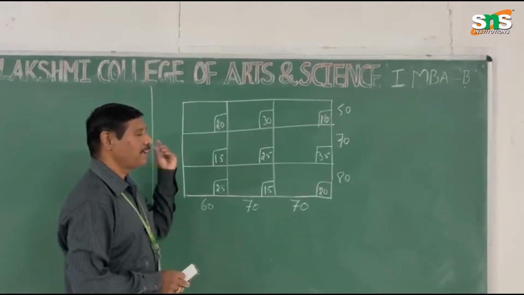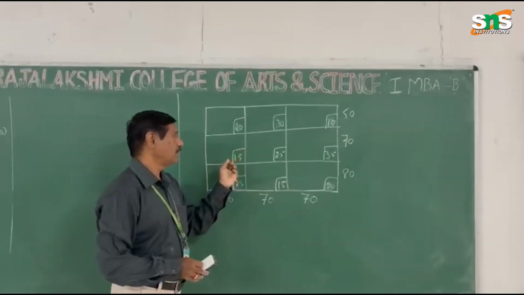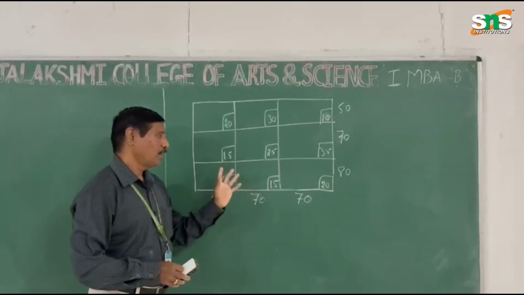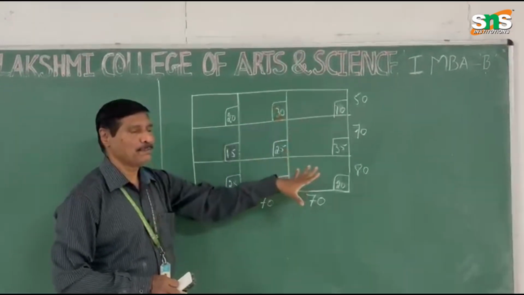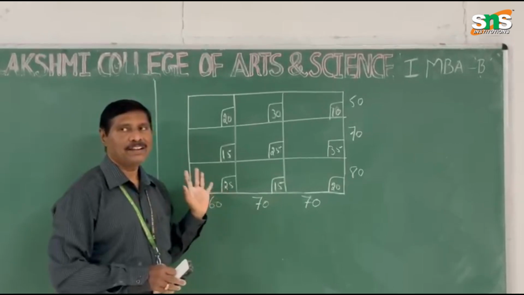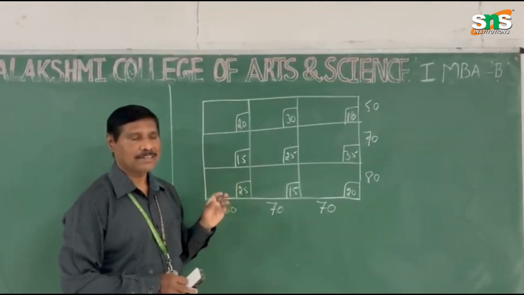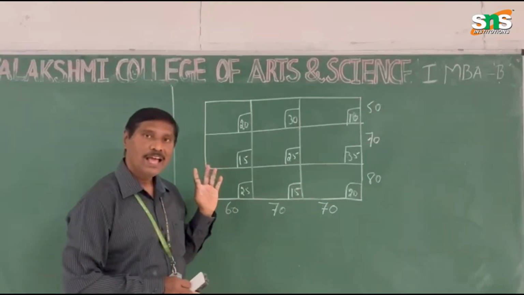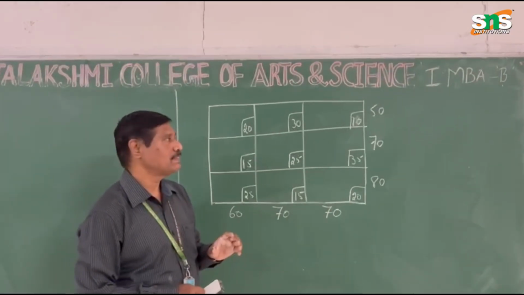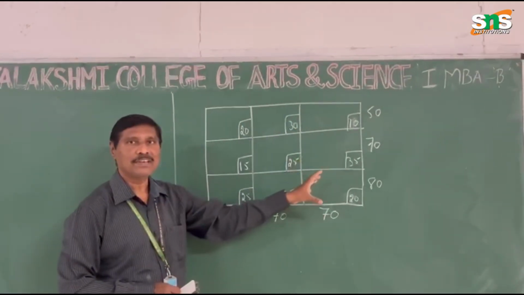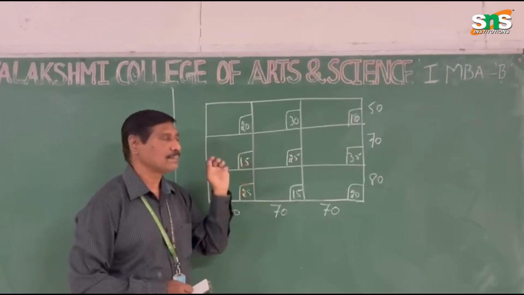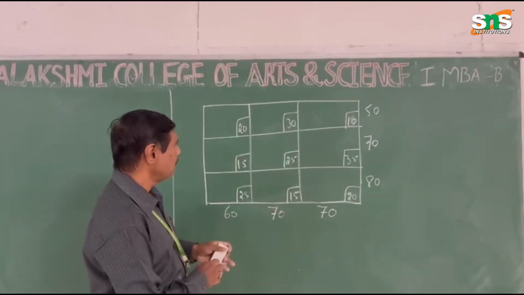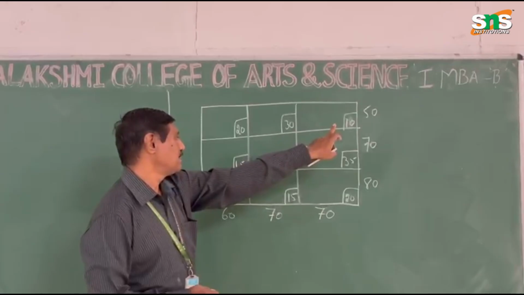So here are the unit costs: 20, 30, 10, 15, 25, 35, 25, 15, 20, and also the supply and the demand. We already checked that the given transportation problem is balanced, and now we find the initial cost using the least cost method. So what is the least cost? Among all the unit costs, we choose the one that is least. Among all the costs, the least is 10.